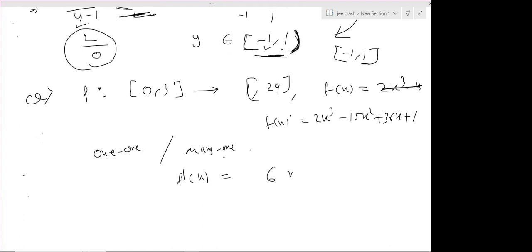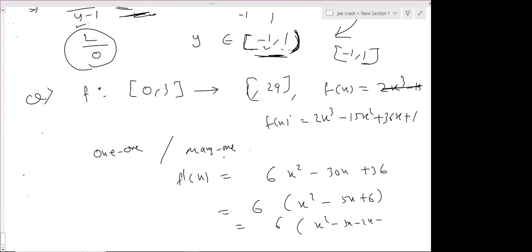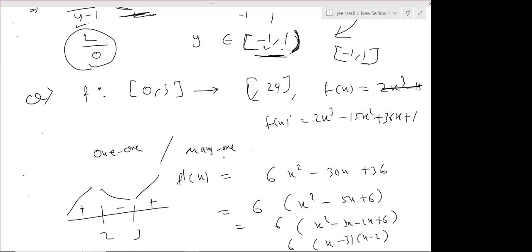This is 6x square minus 30x plus 36. Taking 6 common, x square minus 5x plus 6. This is x square minus 3x minus 2x plus 6. 6 times (x minus 3)(x minus 2). So we are getting two critical points. So increasing, decreasing, increasing. So we can say this is many one function.